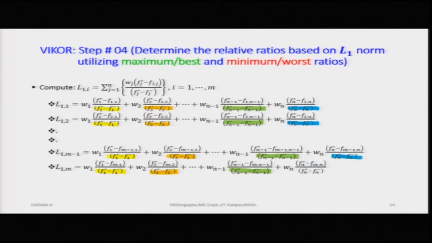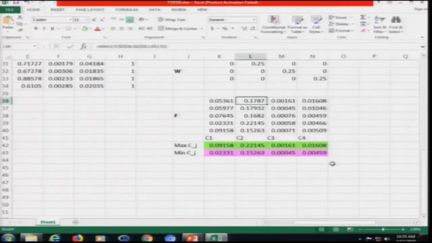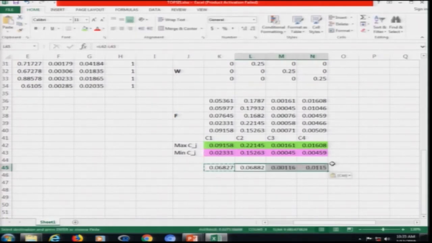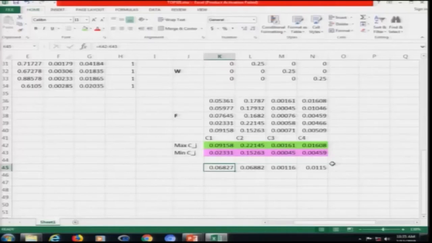So, the ratios always are the same, which are what I have already found out as the difference here. Let me write down the difference. So, these are the differences which I have. And this 0.06827 is the distance which I have along C1 on the vertical axis in the graph. C2 is 0.06882. So, 0.06827 for the first one and 0.06882 for the second one are almost the same.